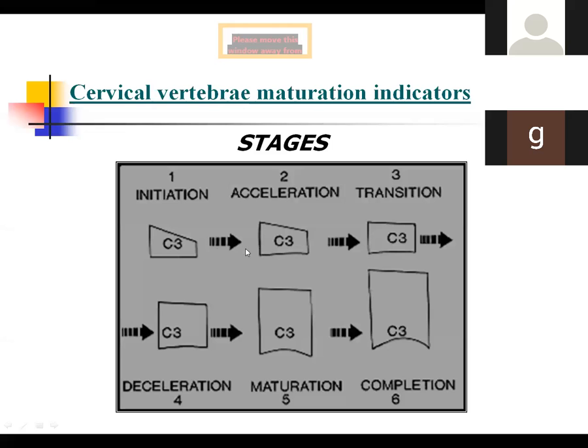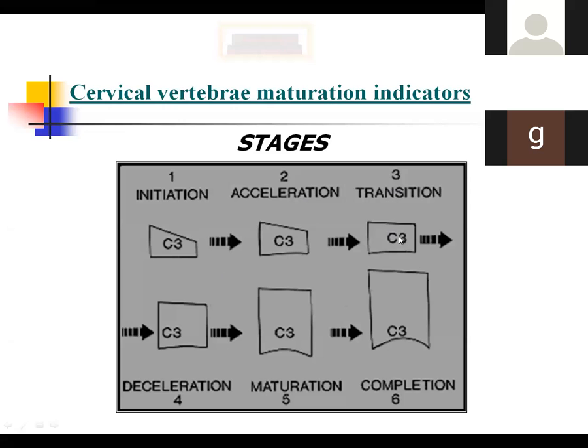Similarly, there is another classification which names these stages: initiation, acceleration, transition, deceleration, maturation and completion. The same things are seen on the cervical vertebra 3. The cervical vertebra 3 shows a wedge shape without concavity. It is initiation. When it shows increased anterior height with developing lower concavity, it is stage 2.